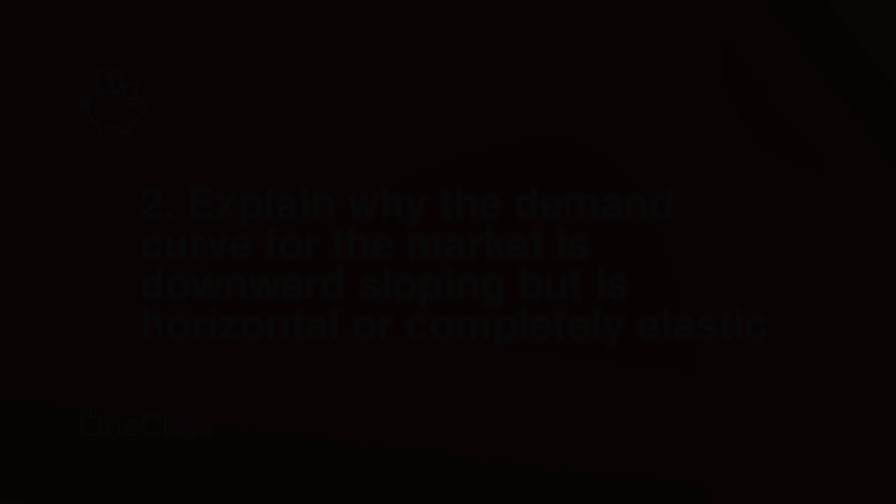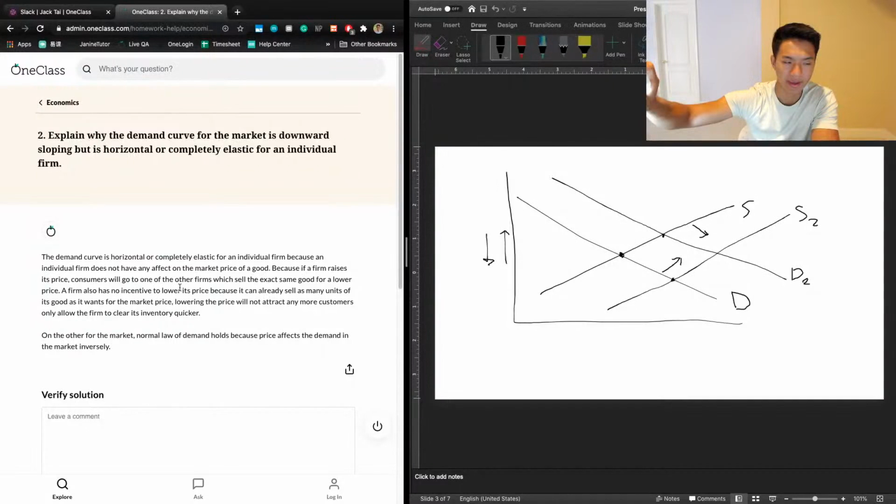Okay, next question is explain why the demand curve for the market is downward sloping but is horizontal or completely elastic for an individual firm. Now, this is actually a really good question. So let's take a look.